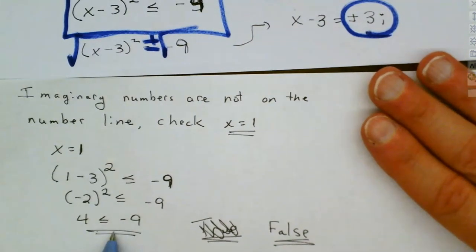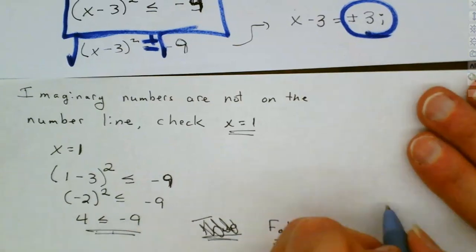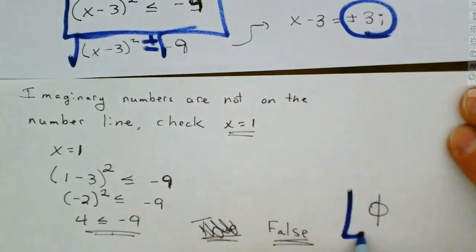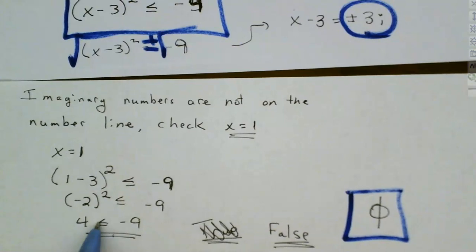Because when you square a negative, it becomes a what? Positive. So this is false. And so if it's false, what do you think your solutions will be? No solution. Now whenever you get an imaginary number, check 1 or any number that you want and see if it's true or if it's false. If I would have flipped the sign around, it would be the opposite. It would be true. And it would be everything.